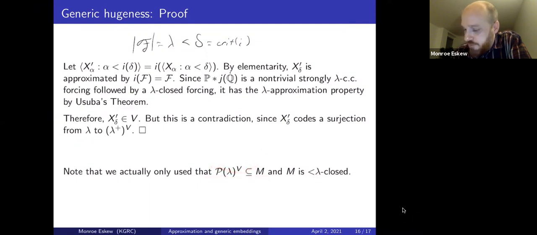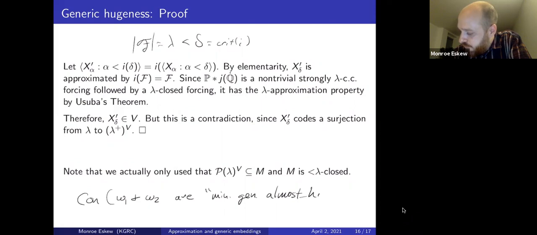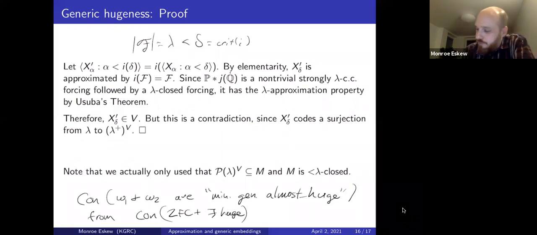And the situation is, it's consistent relative to at least a huge cardinal that omega 1 and omega 2 are minimally generically almost huge, if you can see what the definition is supposed to be for that, from Con(ZFC plus there exists a huge cardinal). Okay, so that kind of shows a boundary to the argument in some sense.